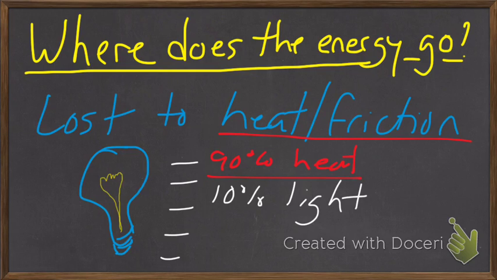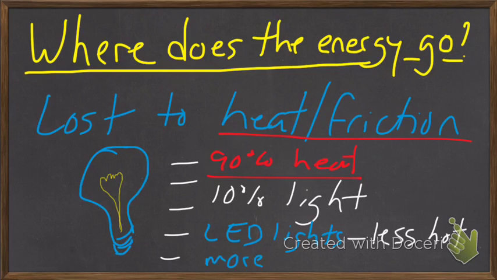The way we can change this is by using different bulbs. So LED lights are much less hot. There's less heat, and you get better light, more efficient. Same with fluorescent bulbs.